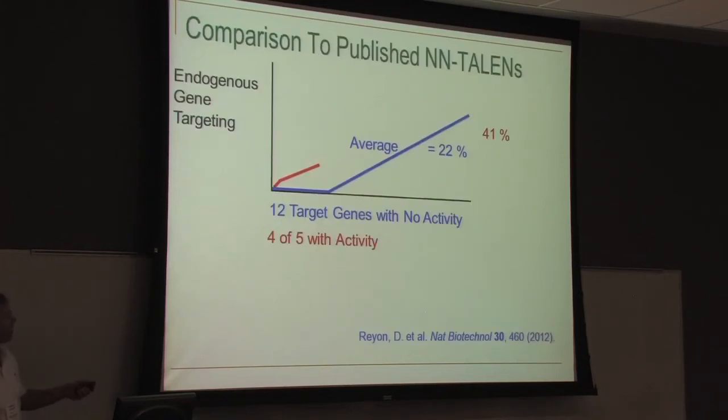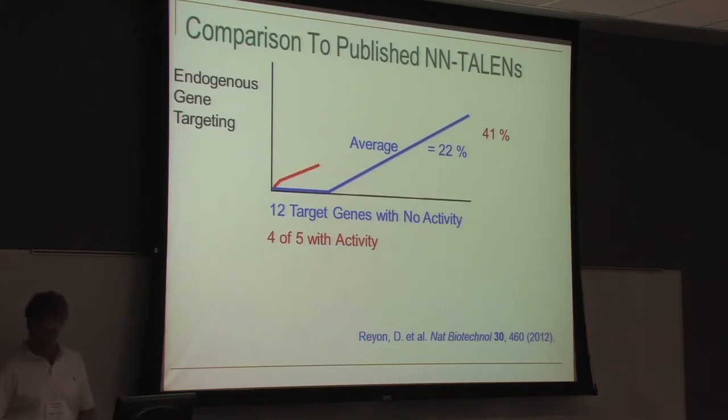We were happy to see that our average activity, around 41%, was higher than theirs. Then, I'm not sure what we were thinking at this point, but we wanted to go after the really hard ones, the 12 that they got no activity on. We targeted 4 out of 5 of those successfully. So we were fairly excited that we were able to use the more specific type of DNA binding domain and then increase the activity. The hope is that we have both the highest activity and retain the specificity going forward this way.